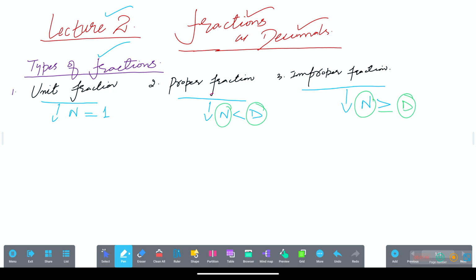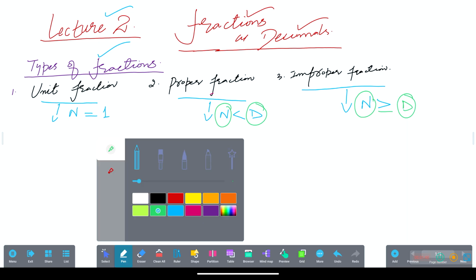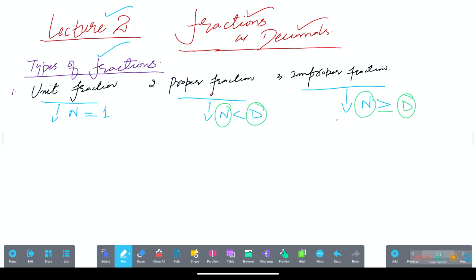You may get confused, sir. Suppose, sir, in the case of improper fractions, it is 5 divided by 5. Can we call it an improper fraction when the result it gives is equal to 1? That is the whole, that is not a part, because we already know that a fraction is a part of a whole. But remember, the definition that I have provided you is actually the initial, basic definition of fraction.